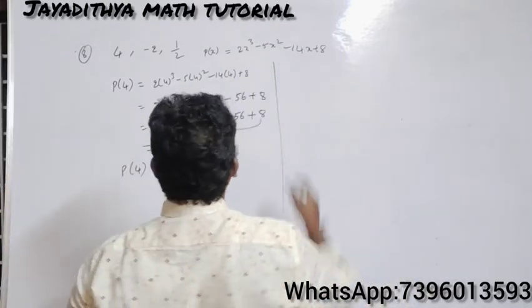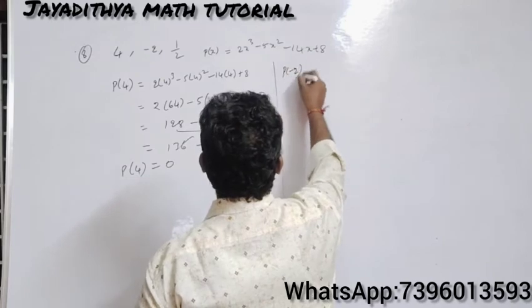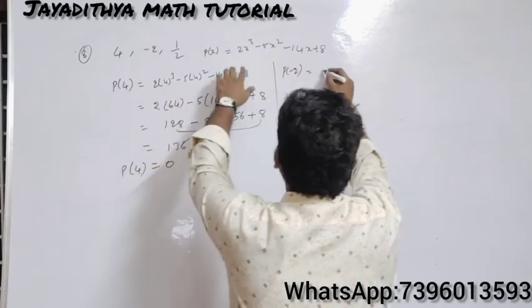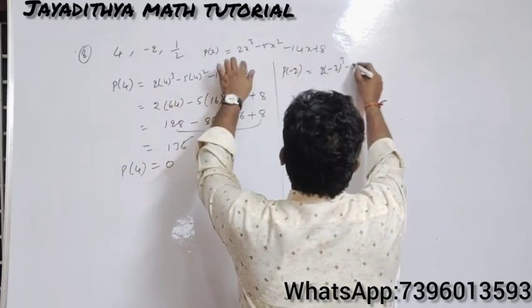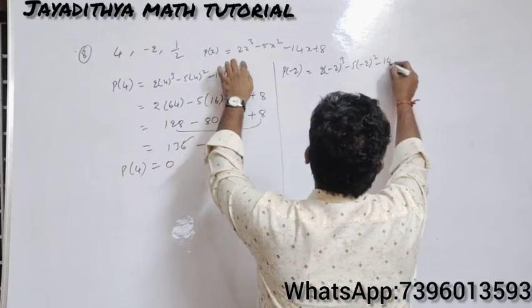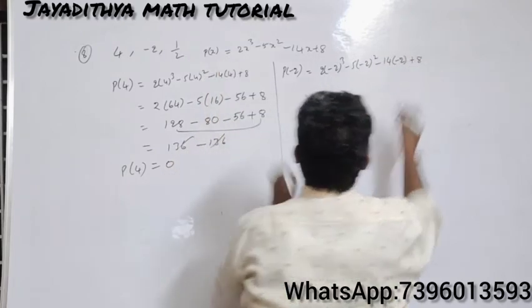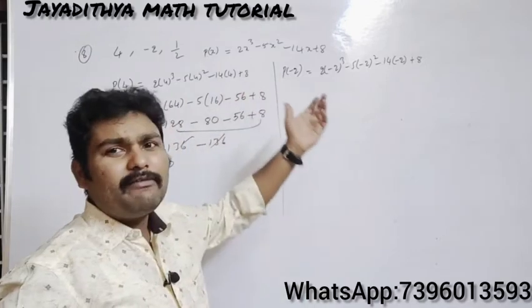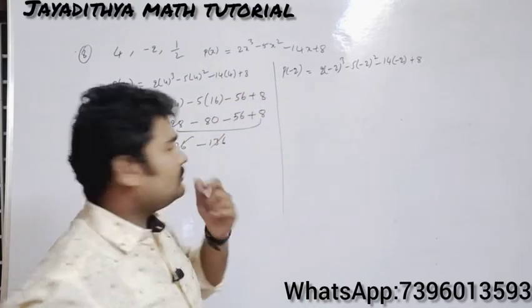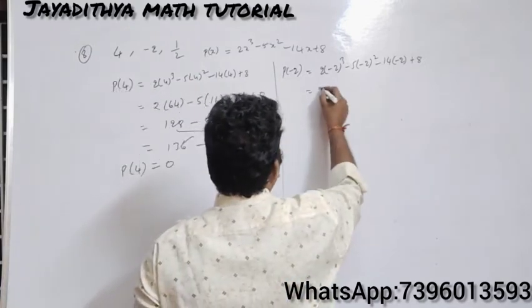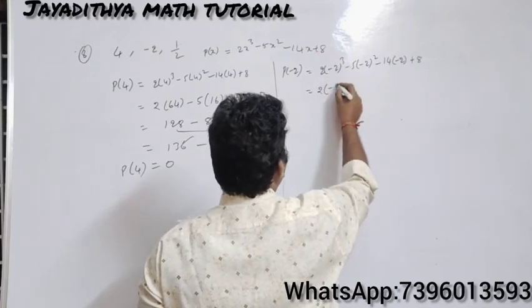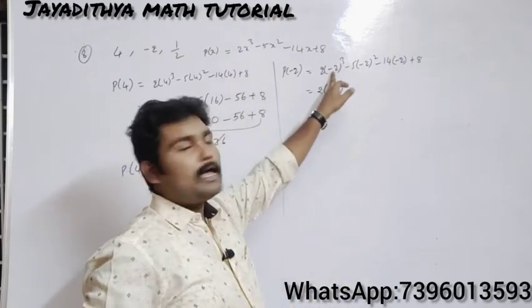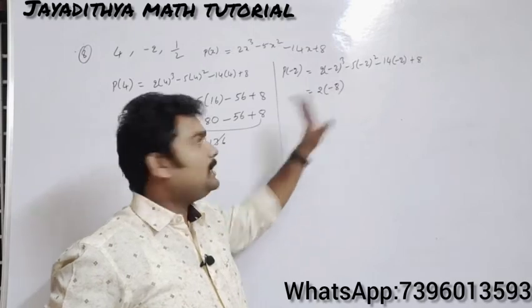Okay, let us take the other one, that is P of minus 2. So this must be equal to 2 into minus 2 whole cube minus 5 into minus 2 whole square minus 14 into minus 2 plus 8. Wherever you have x, there you substitute the value that is given. So this is 2 into minus 2 whole cube, which will be minus 8. When you have a negative number and an odd power, the value will be negative.